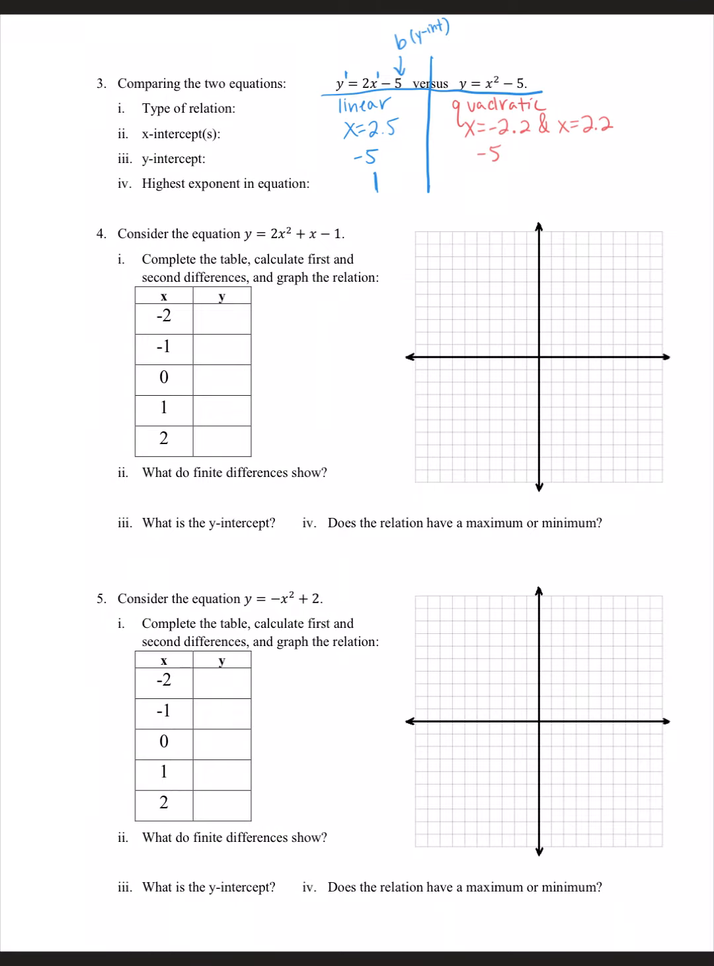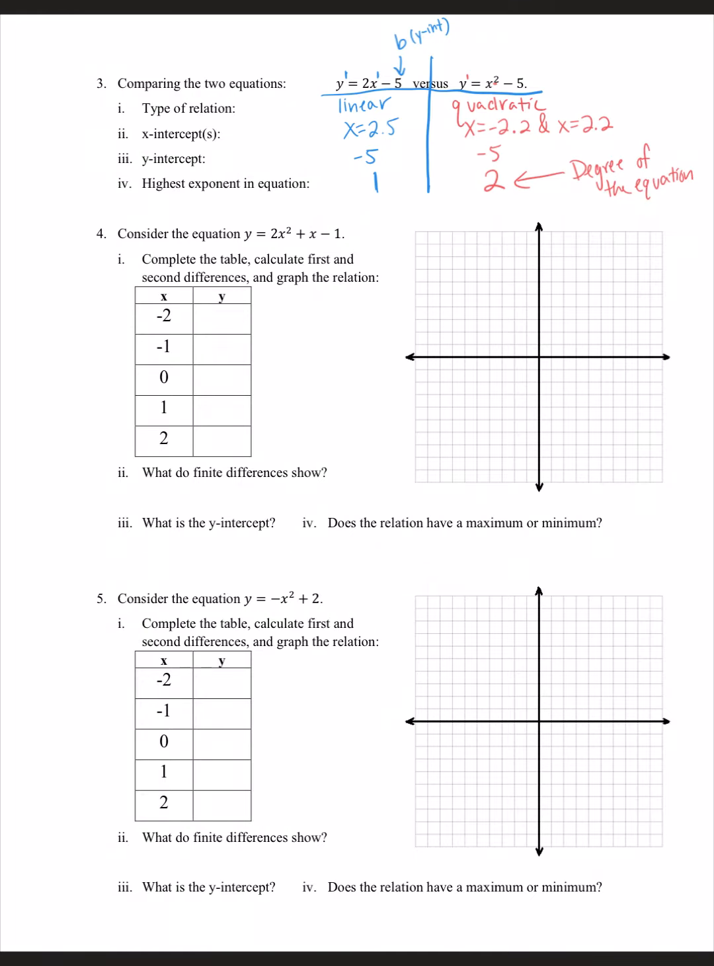And then finally, what's the highest exponent in this equation? Well, we have a 1 on my y, but we have a 2 on my x. So the highest exponent for a quadratic is 2. We call this the degree of the equation. So a linear equation has a degree of 1, and a quadratic equation has a degree of 2. So just, again, some more ways to recognize a quadratic versus a linear.